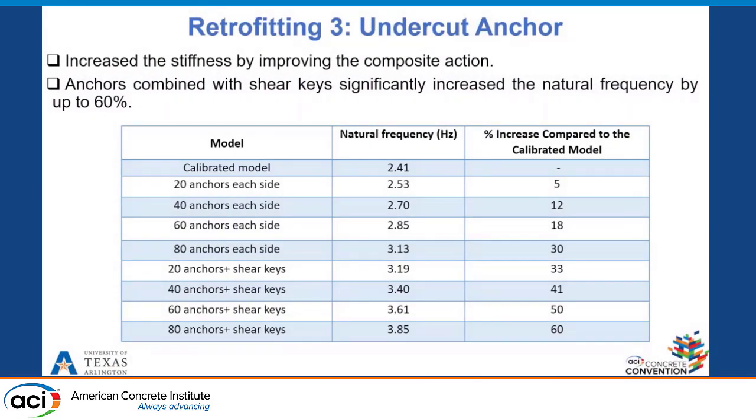So this table compares the natural frequency of the calibrated and retrofitted models. Undercut anchors increase the stiffness of the system by improving the composite action between the girder and the deck panel system. It can be observed that even by installing 80 anchors on each side of the top flange, the natural frequency is 3.13 hertz, which is still below the 3.28 hertz minimum value per the literature. However, 40 anchors on each side of the top flange combined with the shear keys mitigate the excessive vibration and increase the natural frequency by 60%.